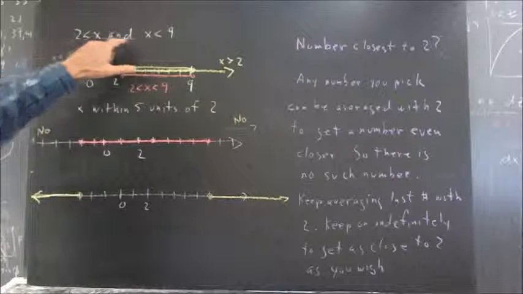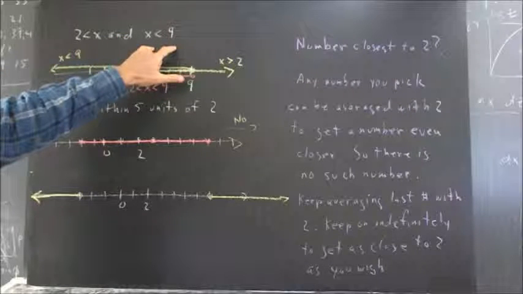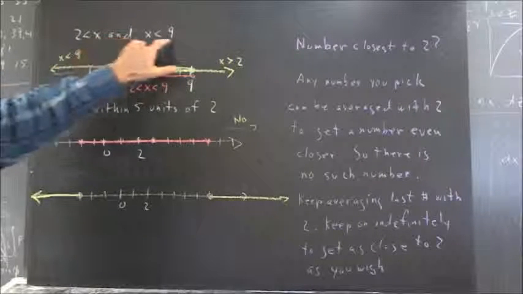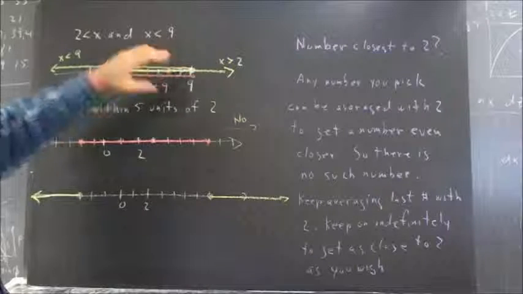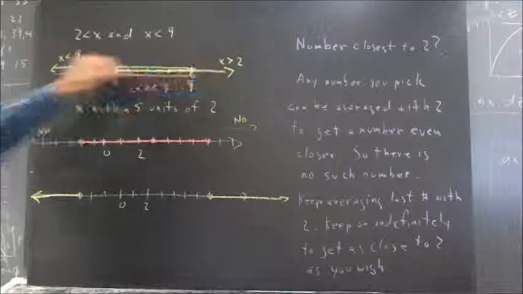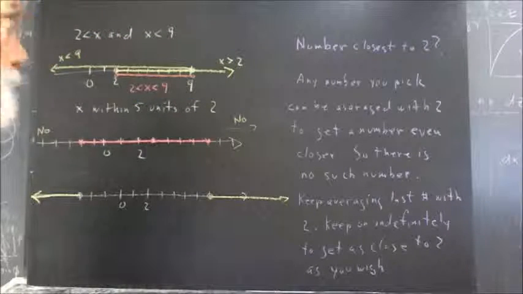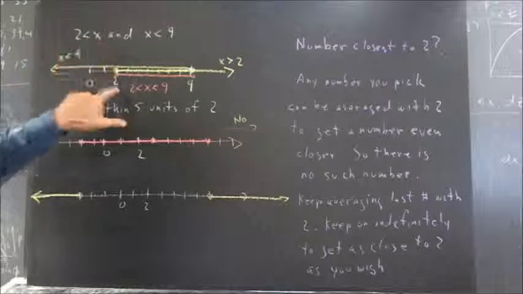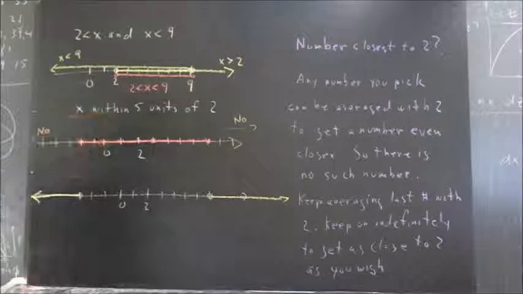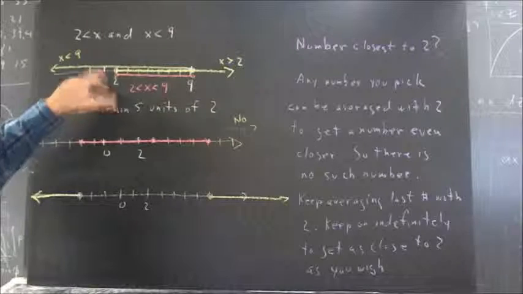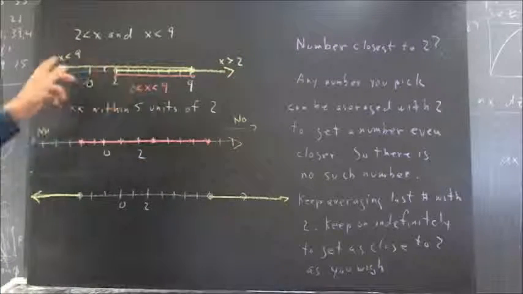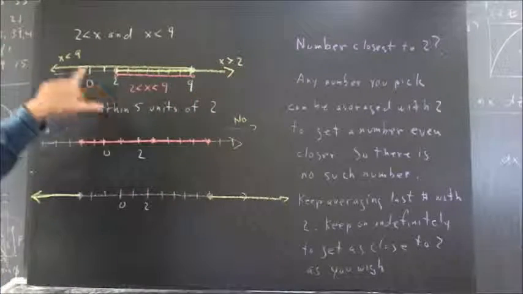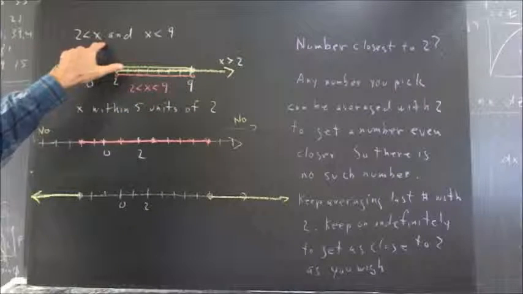Now the statement 2 less than x and x less than 9. How can we represent that property of x on the number line? Okay, well, 2 less than x. Let's locate 2 on the number line. Now, x is some value along the number line. Where would x have to be in order for 2 to be less than x?